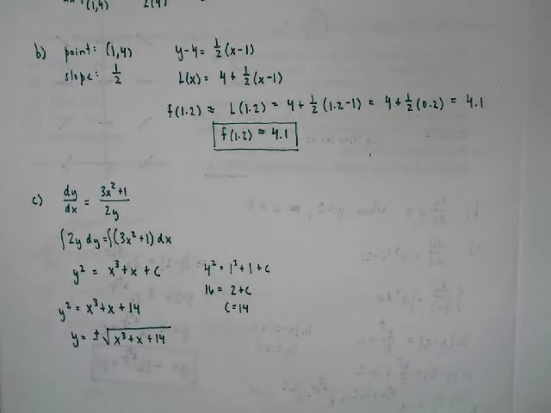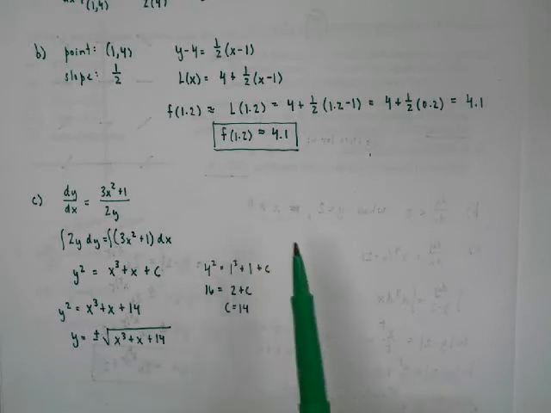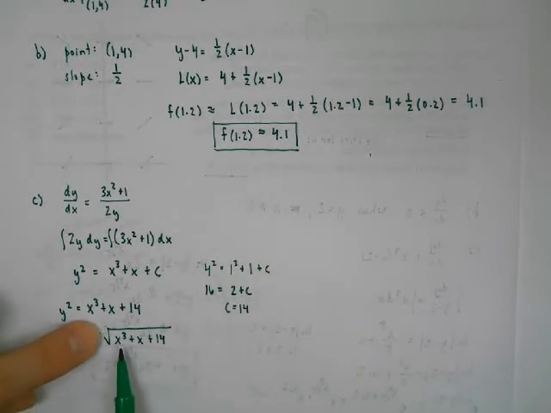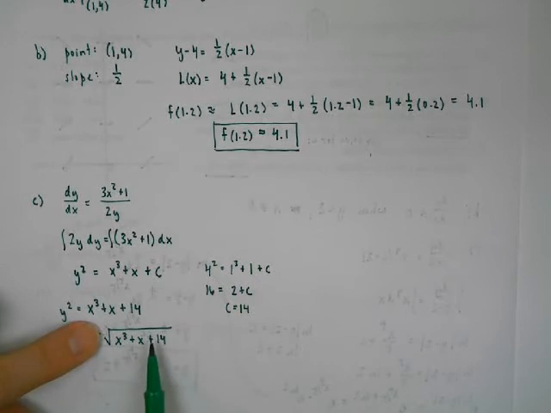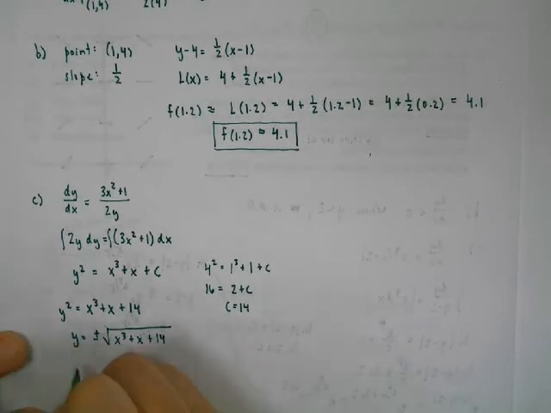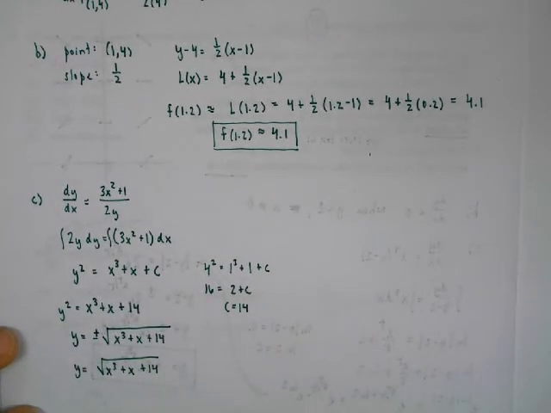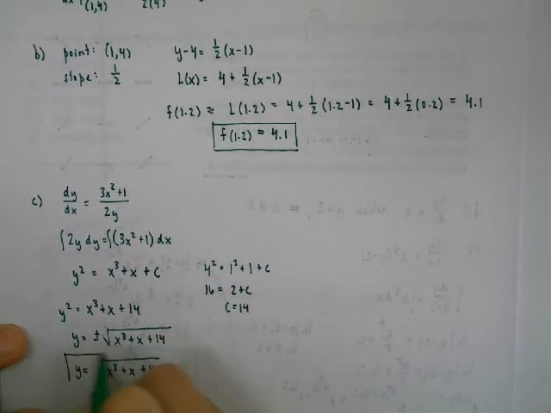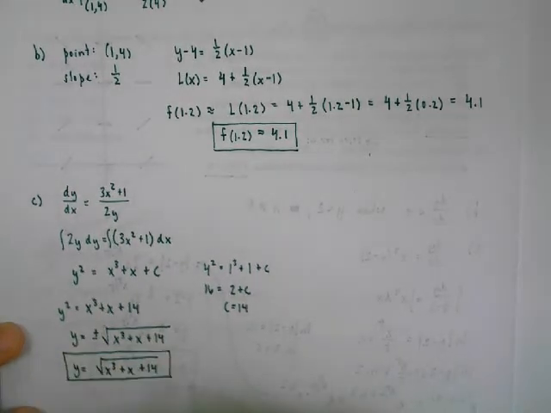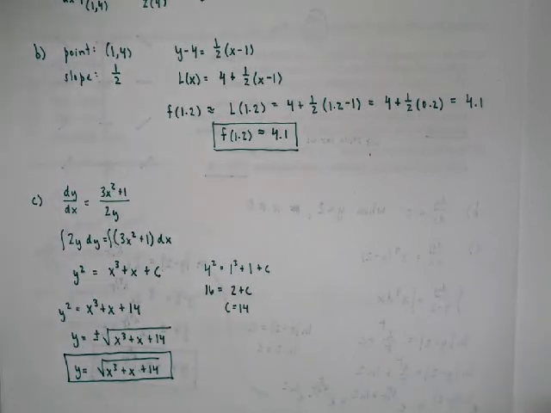So again, we go back to our initial condition to decide if I want the positive or negative. We know our x value in our initial condition was 1. So if I plug that in, I'm going to get 1 plus 1 plus 14, that's going to give me 16. Now, I want my y value to be a positive 4. So the square root of 16 is a positive 4, which means we get rid of our negative, and we're just going to take the positive square root. So y equals the square root of x cubed plus x plus 14. Okay, so that is our solution.